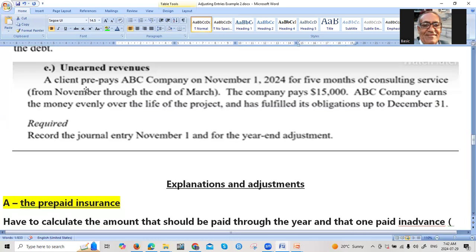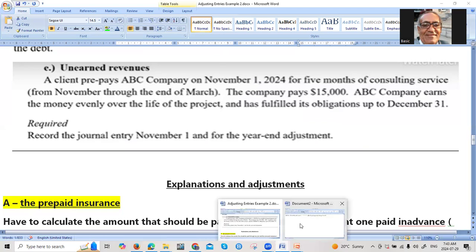A client prepays, let's look at this. Prepays means he pays in advance. ABC company, on November 1, 2024, for 5 months of consulting services. It's called consulting services, from November through the end of March. So November, December, January, February, March, we have 5 months here. The company pays 15,000 for the 5 months. That means I have to pay how much, guys?